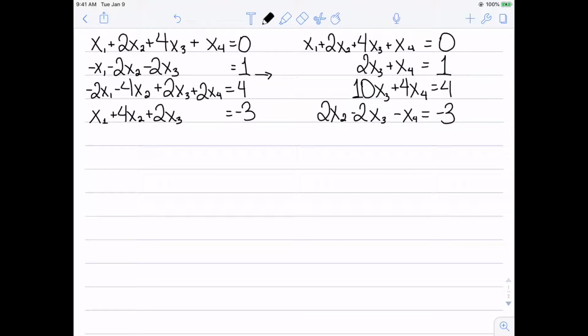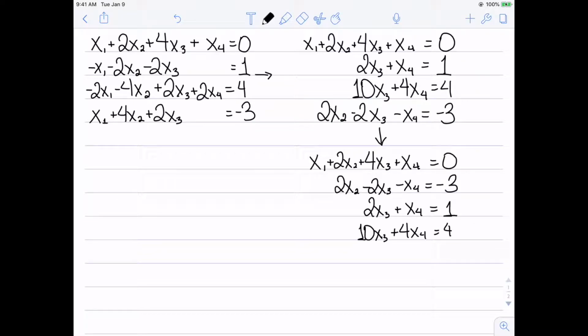We now want to use x2 in the second equation, but there's not an x2 in the second equation. So instead, I'm just going to reorder these equations so that there is an x2 in the second equation. So I just moved that last equation up to the second equation. We now want to use this to eliminate the rest of the x2s. So we'll leave the second equation alone right now.